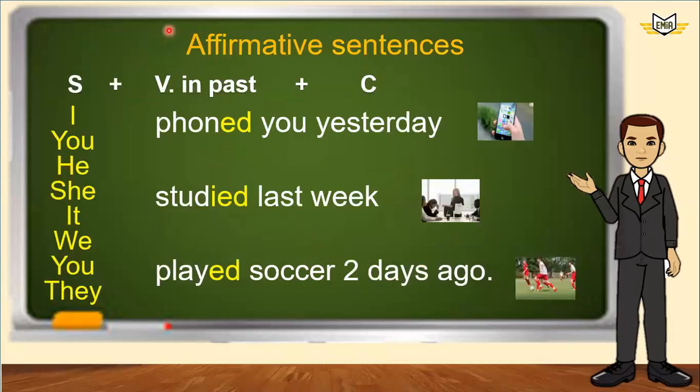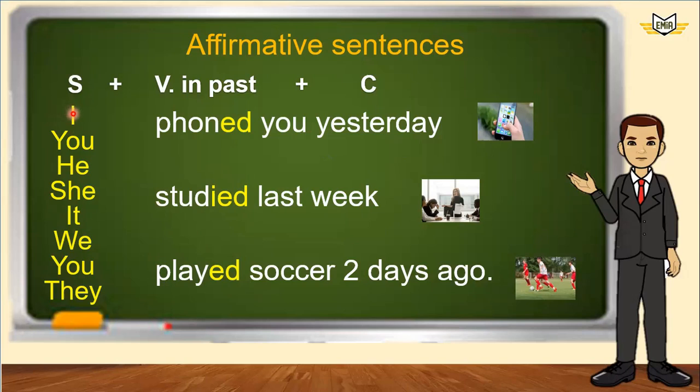Now let's talk a little bit about structures. We're going to study affirmative sentences. The structure of an affirmative sentence is the subject plus the verb in past plus the complement. It's necessary to mention that the verb in past is used with all the subject pronouns.